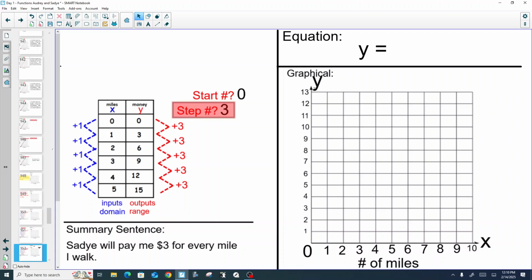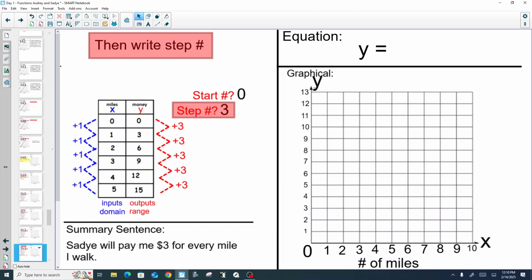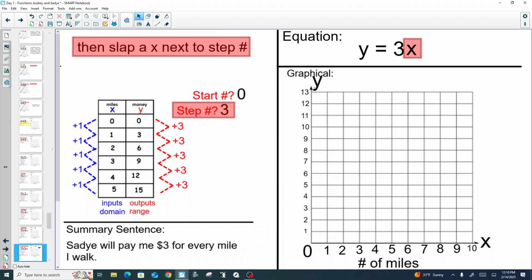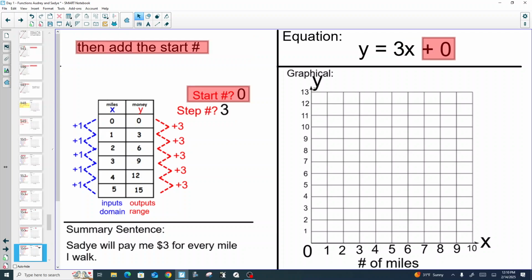We're always going to use the step number. So we put a 3, right? That one right there. And then what do we put beside the 3? An x. So the x always is right next to the step number. And then what's the start number? It's a 0, so just put plus 0. Very, very good. Now that's not too scary, is it? It's y equals the step number x plus the start number, right?